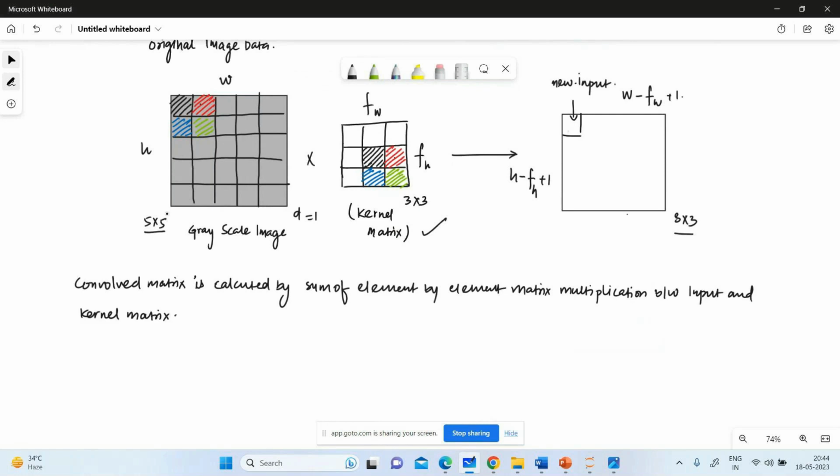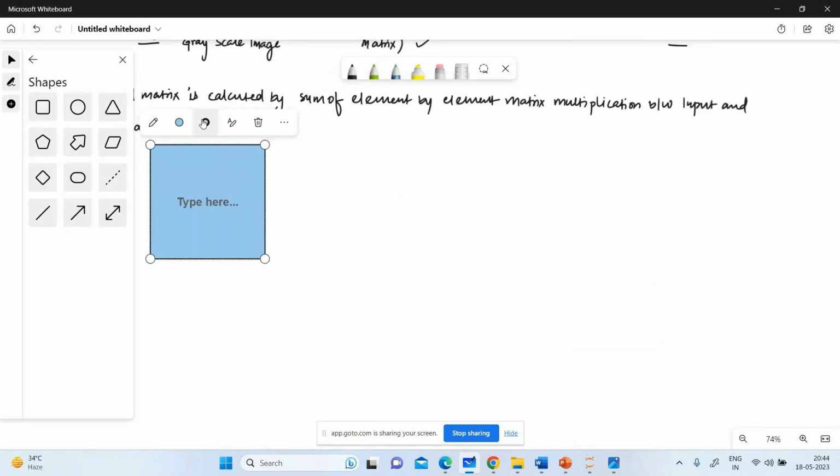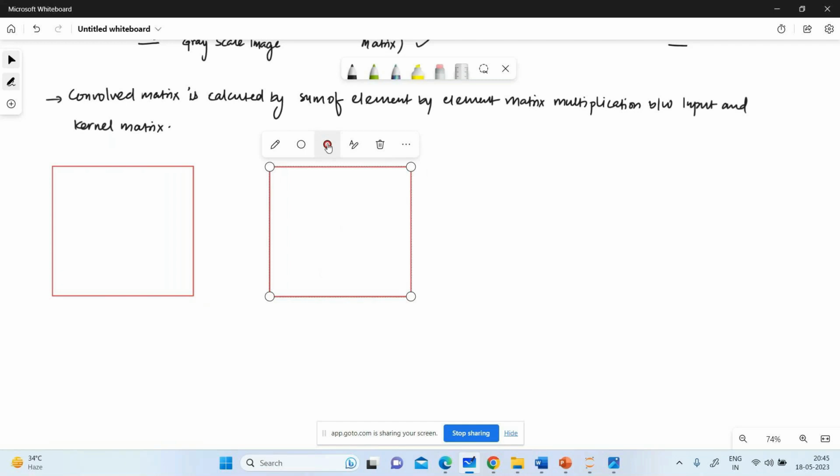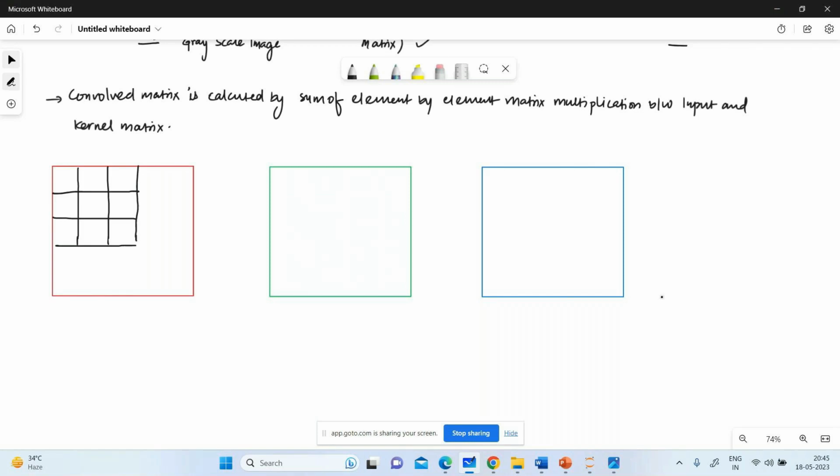So the convolved matrix is calculated by summation of element by element matrix multiplication between the input and the kernel matrix. Okay, let's pick my RGB image, red color. We got my red color, then my green color, and then we need a blue color as well. It's given by RGB: red matrix, green matrix, and blue matrix. So it's a 3D image. Let's fill it with color. This is how my image will look.